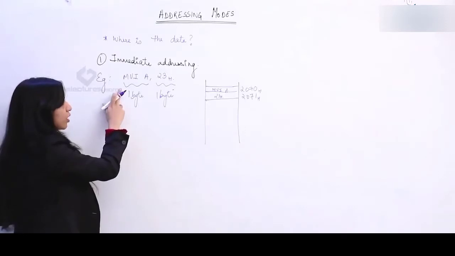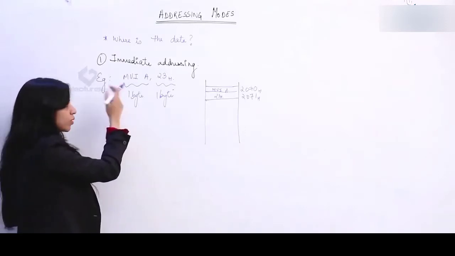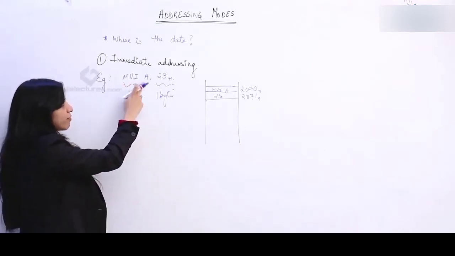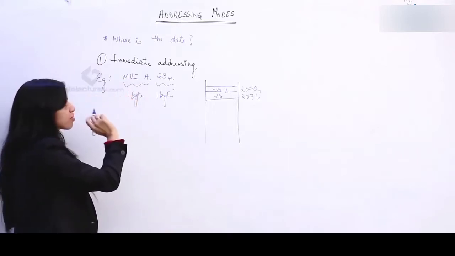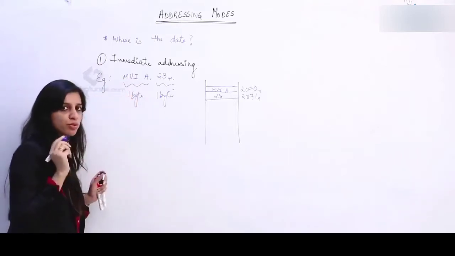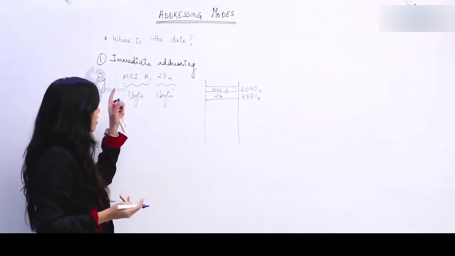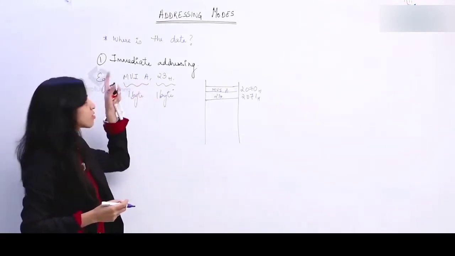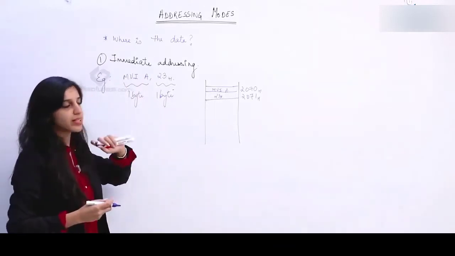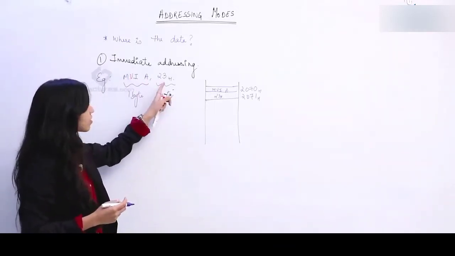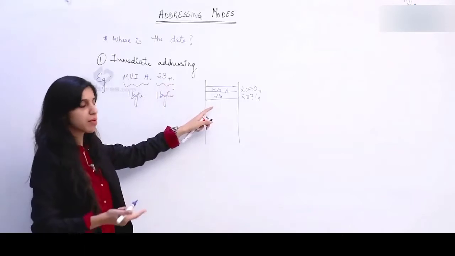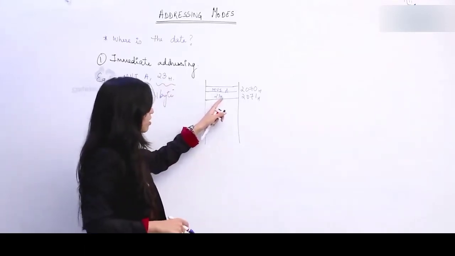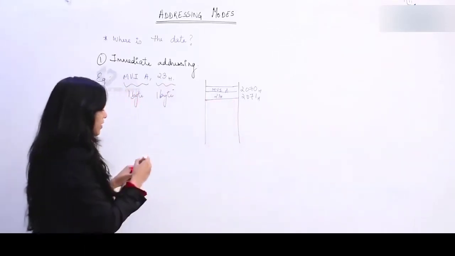When you decode this opcode MVI A, the microprocessor knows that some data has to be loaded into the accumulator, into register A. Then the microprocessor asks the question, where is the data? So in immediate addressing, the data is located in the immediate next location, which is 2071. So here is the data.